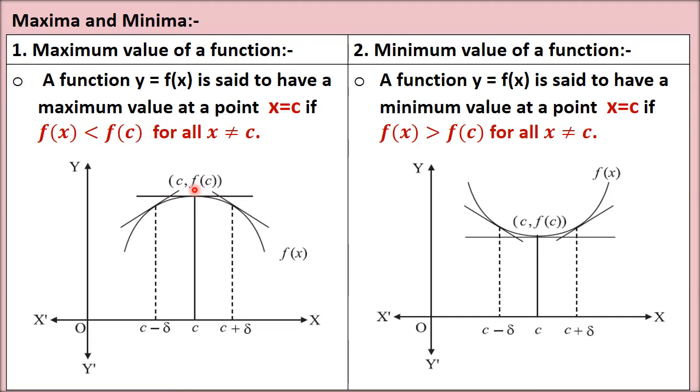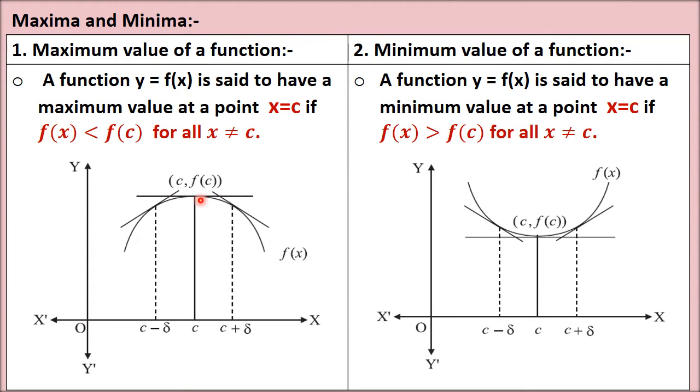Functional value means the value of y or f of x. So f of c is the maximum or peak point on this curve. And to the left of the curve and to the right of the curve, all the f of x values are less than f of c. That is the meaning of maximum value. That is, f of x is less than f of c for all x not equal to c. That means at x is equal to c, the function has the maximum value.